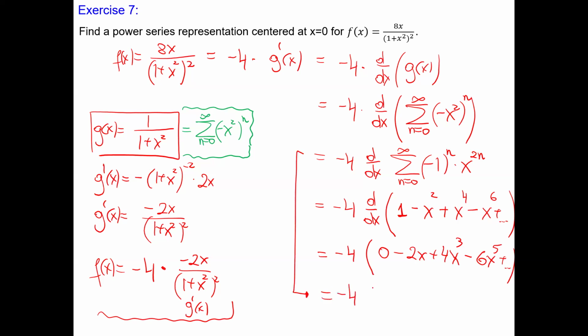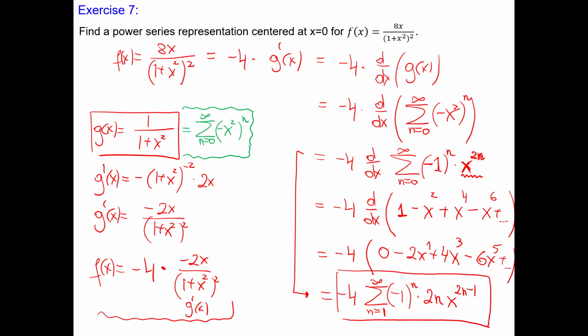You may do it right away. We will have negative 4, starting from 1, because we're losing the first term. We copy the constant, negative 1 to the n, and just differentiate the variable, x to the power of 2n. It will be 2n x to the power of 2n minus 1. We can see 2, 4, 6, even numbers, and exponents 1, 3, 5. But we still have to include that negative 4.